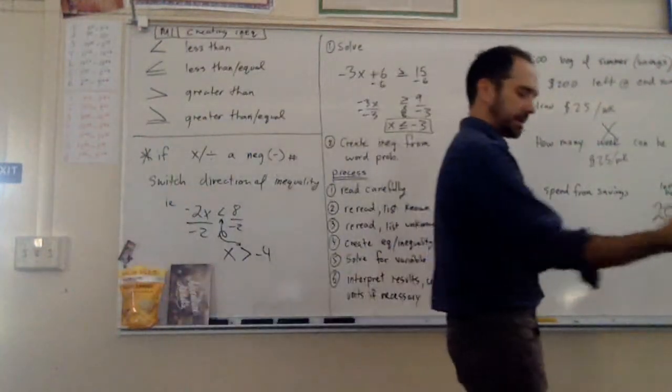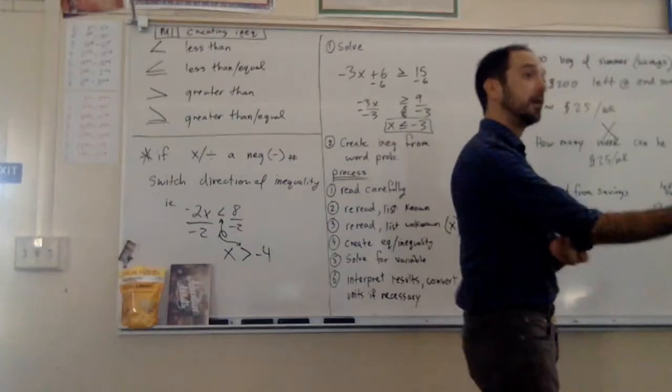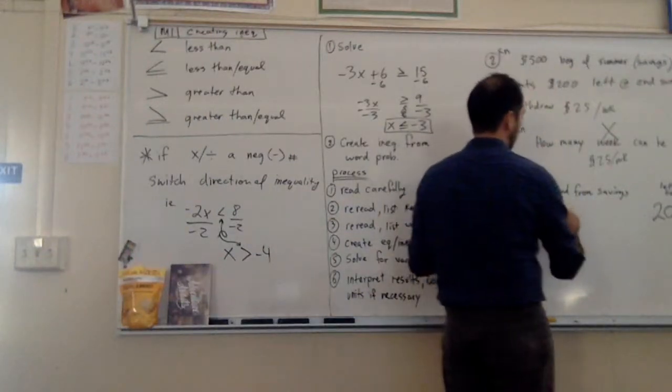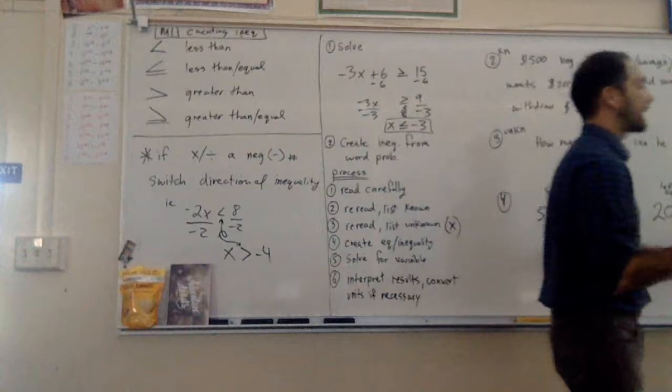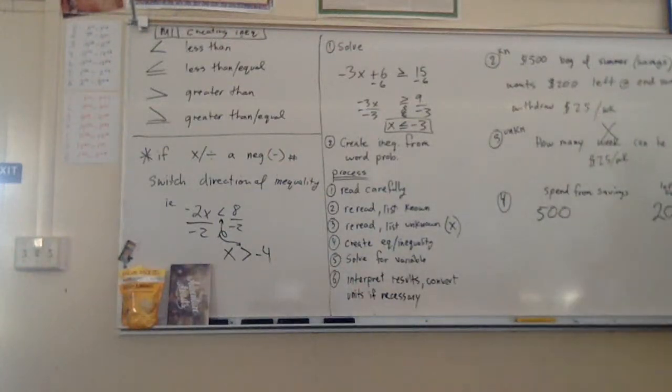What do you think, Megan? What's your instincts? Good. So we start with 500, and then since we're taking out money, subtract 25.